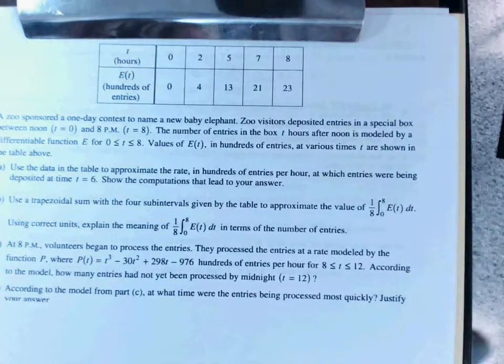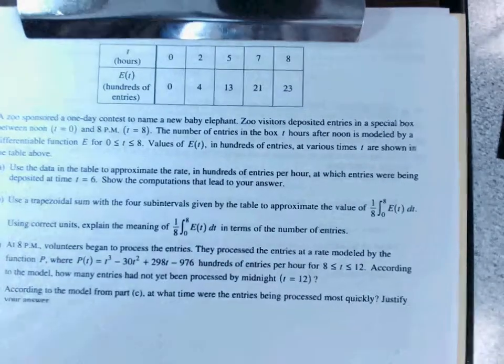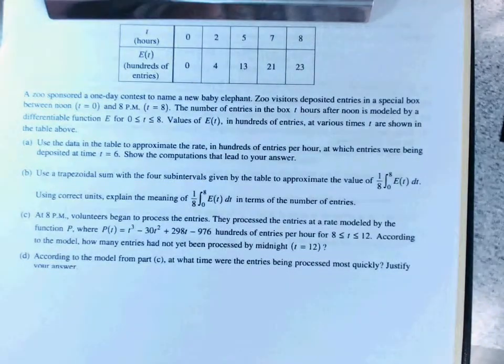Okay, so it says, a zoo sponsored a one-day contest to name a new baby elephant. Zoo visitors deposited entries in a special box from noon until 8 p.m. The number of entries in the box afternoon is modeled by a differentiable function E of t, for 0 to 8. E of t in hundreds of entries at various times are shown in the table above.